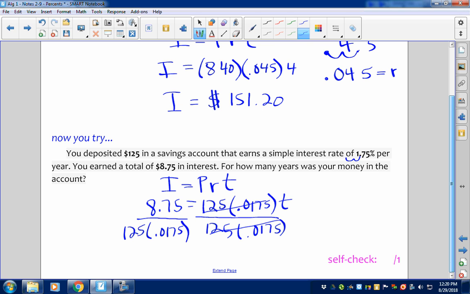So t is equal to whatever 875 divided by 125 times 0.0175 is. Got to be careful when you type that into your calculator. If you type it in all at once, you would need to put parentheses around the 125 times 0.0175 so that it doesn't just divide by 125 and then multiply by 0.0175. You should get a whole number of years here. You should get t equals 4 years. And that's it. So go ahead and write your summary.